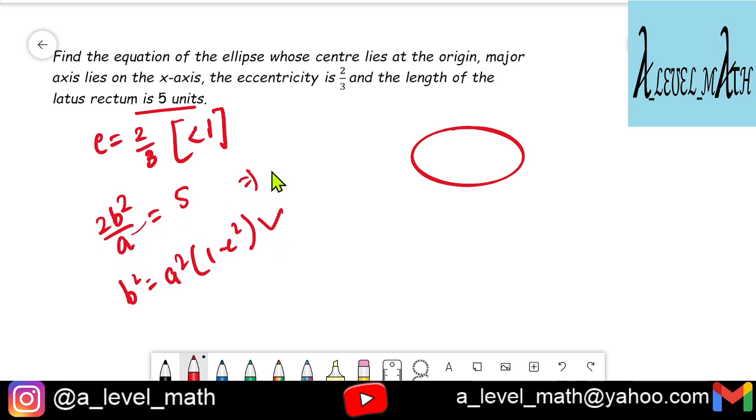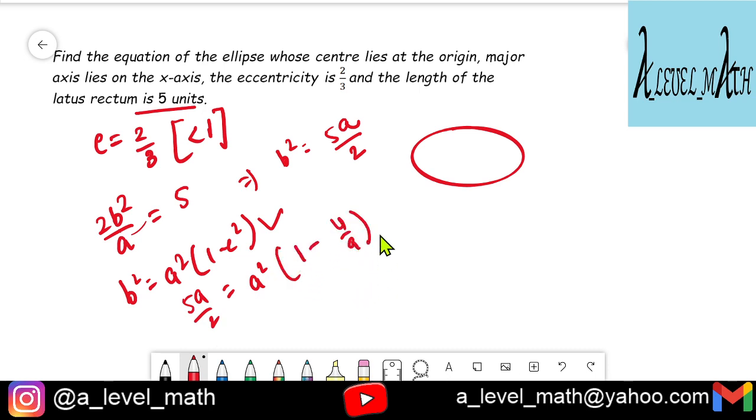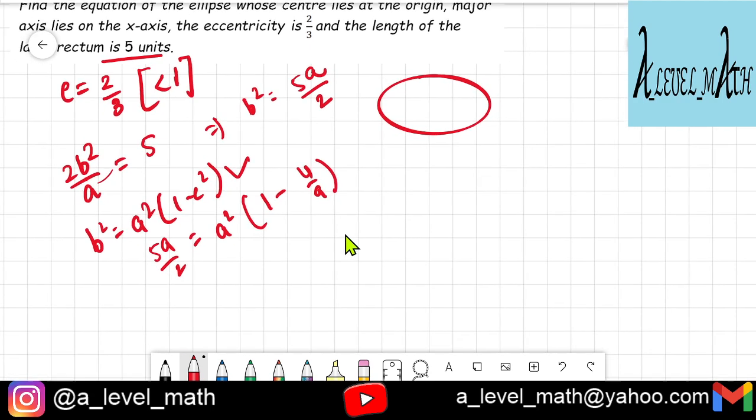So from here I get 2b square is equal to 5a, or b square is equal to 5a by 2. Just plug in b square as 5a by 2 over here and plug in the value of e. So b square, 5a by 2, is equal to a square times 1 minus e square, which is 4 by 9. Simplify and see what you get as your a.